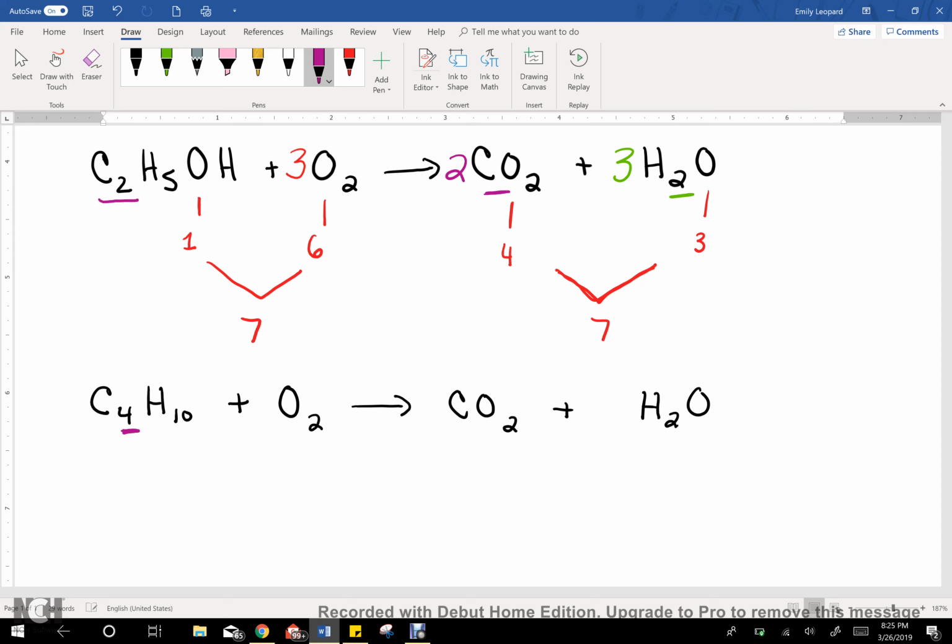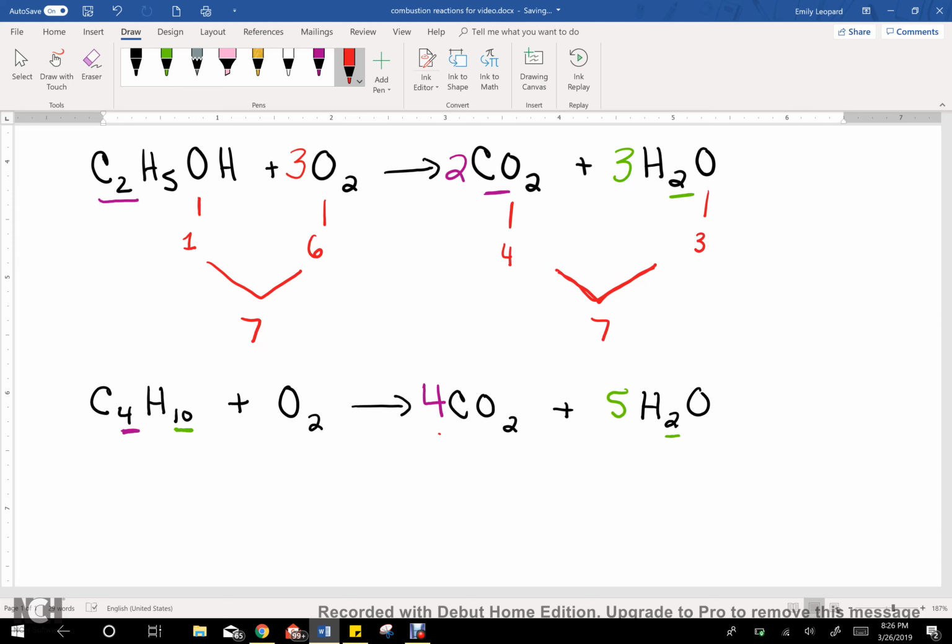So we've got 4 carbons on the left, so I need 4 on the right. I've got 10 hydrogens on the left, so I need 10 on the right. I've got 2, so 2 times 5 will get me to 10. All right, so finally, we're ready to balance our oxygens.